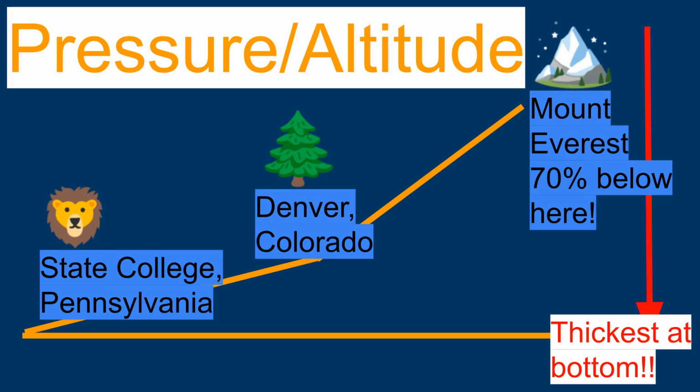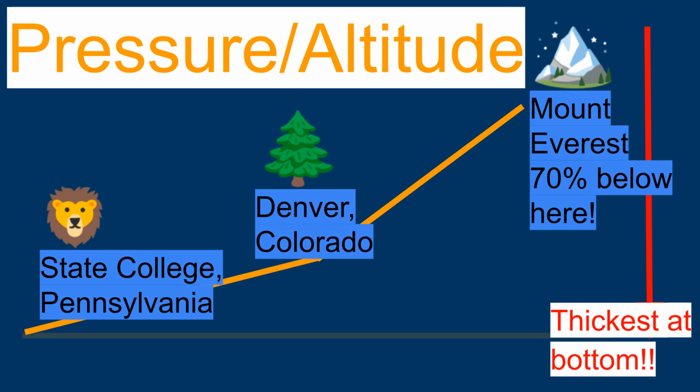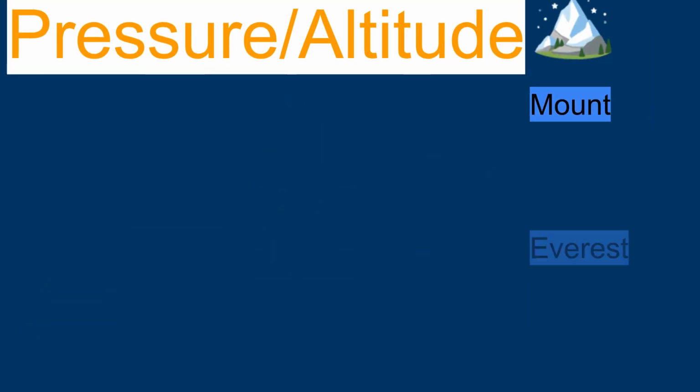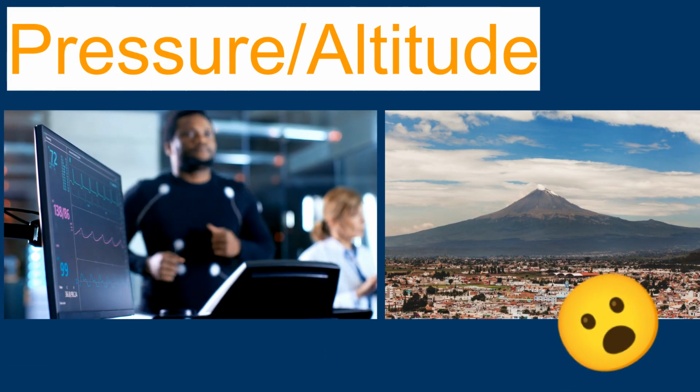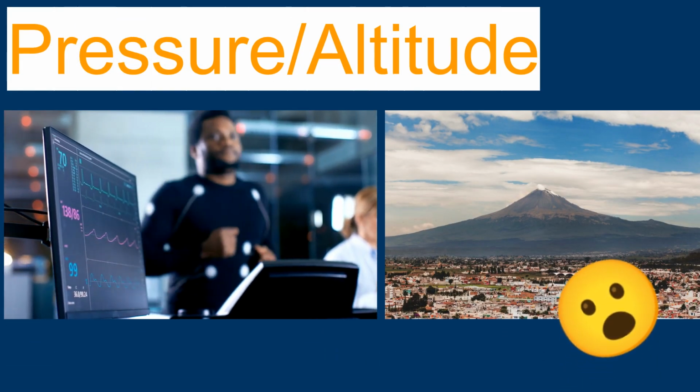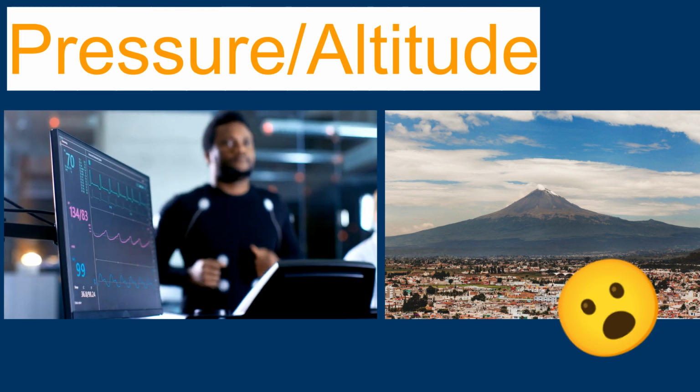That difference may not seem like much, but consider if you were to climb to the top of Mount Everest, you'd be above 70% of the atmosphere because the atmosphere is thickest if you go down towards the bottom. Okay, so how do our athletes handle these changes in altitude? Well, there is something called altitude training.